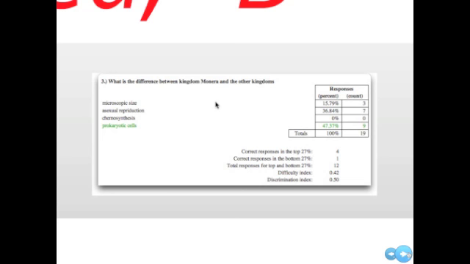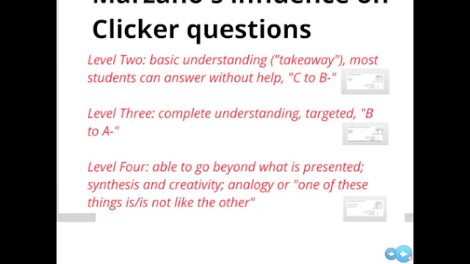Now again, this is ungraded, so they haven't taken a test on this. They haven't had anything at all other than the lecture presented. So then what I want to do is be able to look and see, did they get it? If they didn't, then I probably need to cover this again. Okay. Now, the last one is level 4. And that is what Marzano would say, the ability to go beyond what is presented.